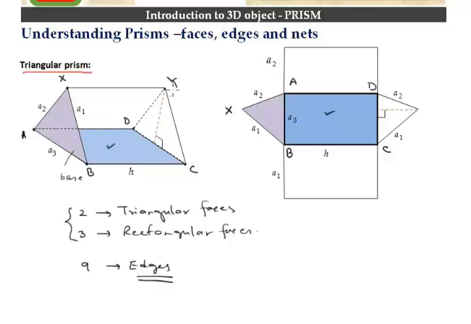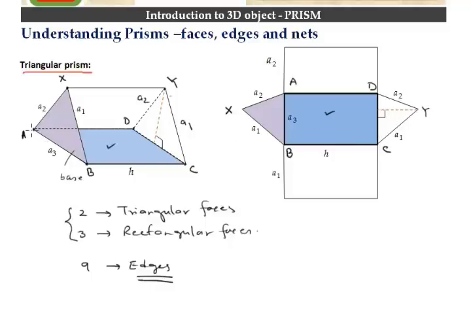Similarly with CD, this side CY is the same as BX, so that is A1, and DY is also the same as AX, that is A2. So from D to Y, this is A2, and C to Y is A1. With this Y and CD, there is another triangular face. This triangular face is here.